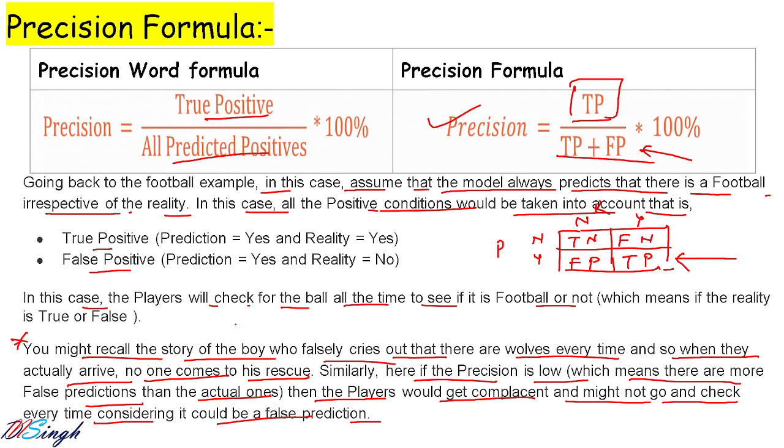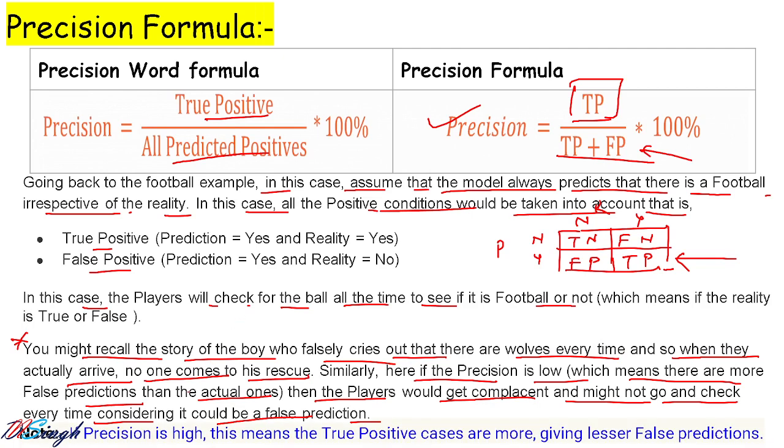Okay, so the issue is there with this precision parameter alone also. So we need to go for some more parameters. We will see a note: if precision is high, that means true positive cases are more, giving lesser false prediction.